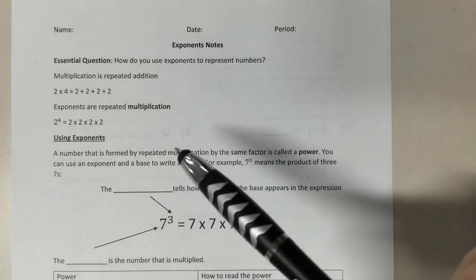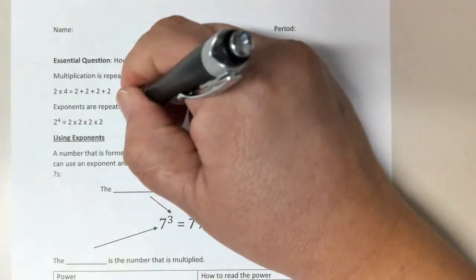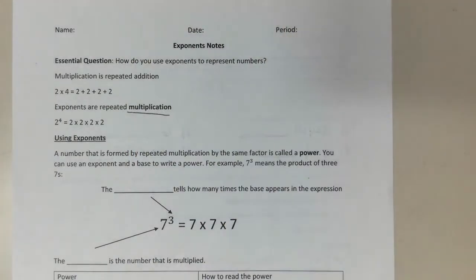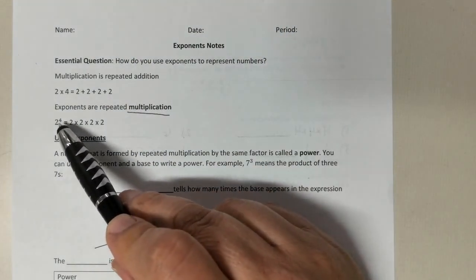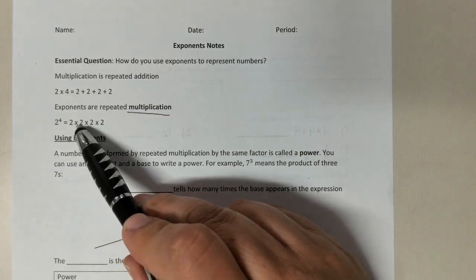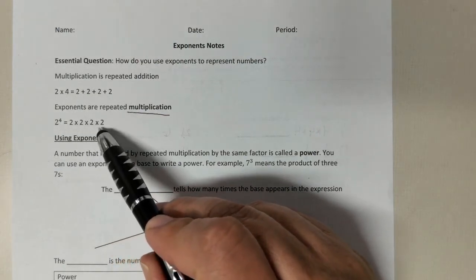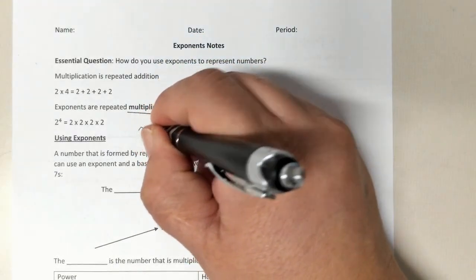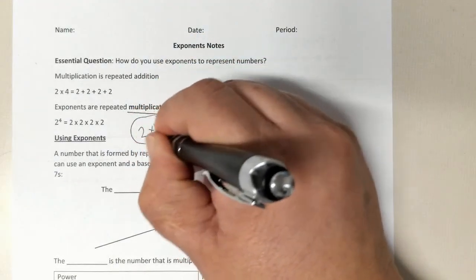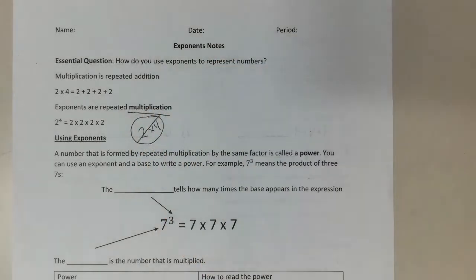Now, exponents are repeated multiplication. So if I have 2 to the 4th power, that is 2 times 2 times 2 times 2. That is not 2 times 4.